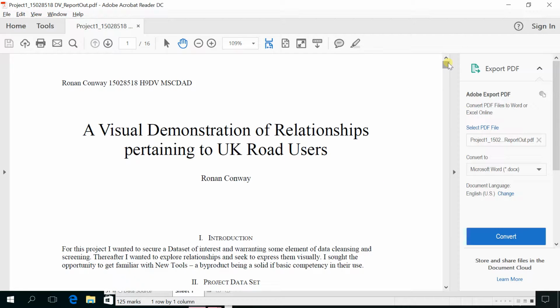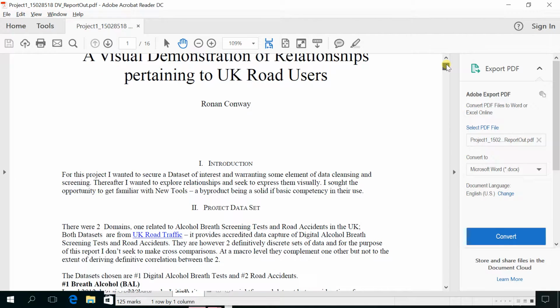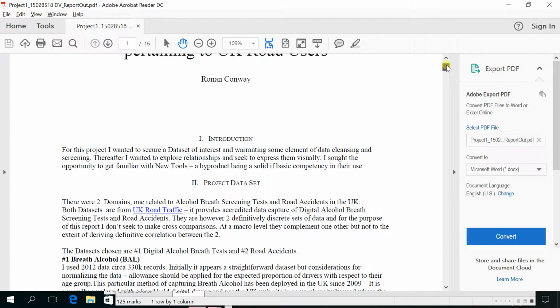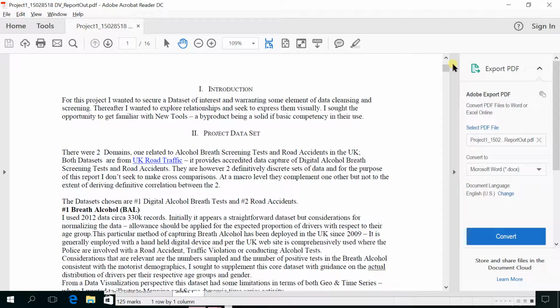I want to talk you through the data visualization project. The general domain is UK road traffic data. I looked at alcohol breath tests, which are mandatory for all road accidents in the UK, and then also a completely different set of data associated with accidents, casualties and fatalities within the UK. There's obviously more detail in the report which you'd be getting familiar with.